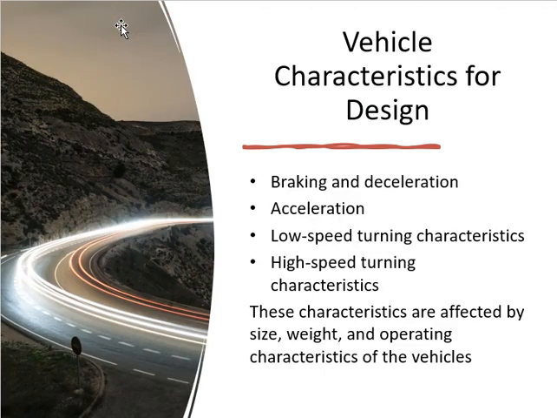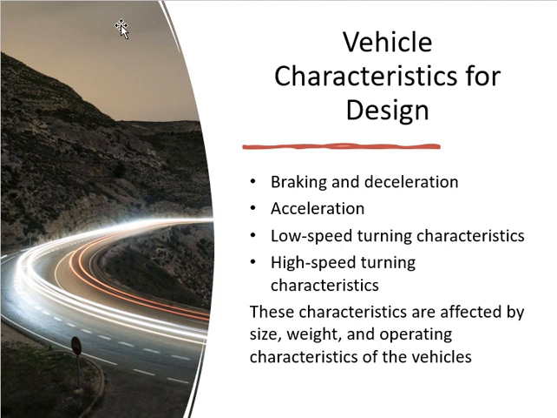Which vehicle characteristics are important for us? Braking, which basically means deceleration; acceleration; low speed turn; and high speed turn. These are the 4 characteristics which are important for us in terms of design. What are the things which can affect these characteristics? We have the size and the weight and the operating characteristics of the vehicle.